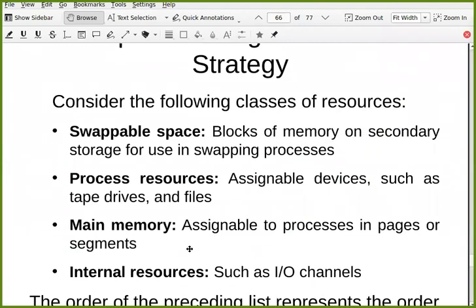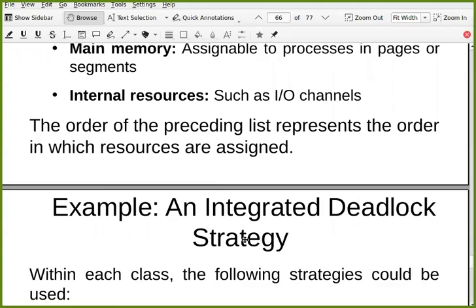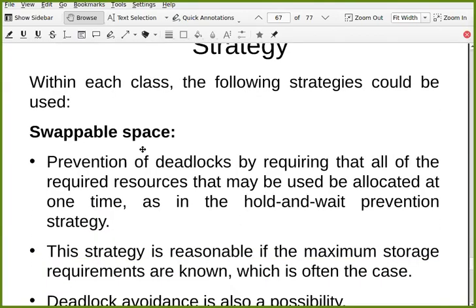Within each class, which strategy is more suitable? Within the swappable space class, deadlocks can be prevented by requiring that all of the required resources that may be used be allocated at one time, as in the hold and wait prevention strategy. Swappable space is the area on secondary memory, and any process that wants to use it needs to claim or request it before the process starts. So it is the idea we discussed to prevent hold and wait, and you can use that strategy within the swappable space class.